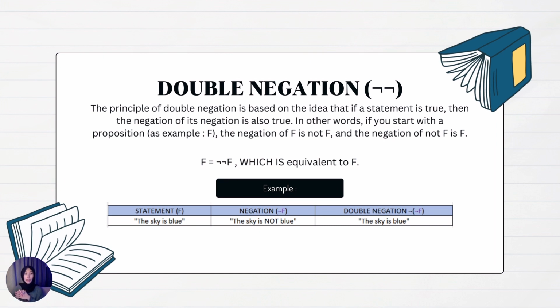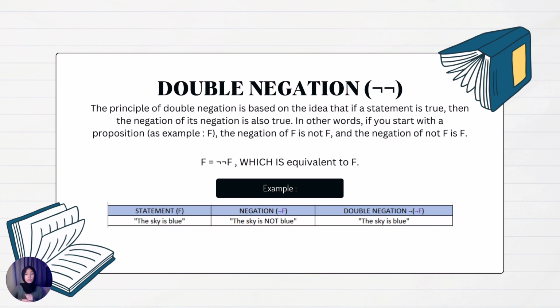So F equal to not F, which is equivalent to F. As you can see in the table, take the statement F, the sky is blue. For negation, you need to reverse the meaning. So not F becomes the sky is not blue. But for double negation, you need to reverse it back again to normal.